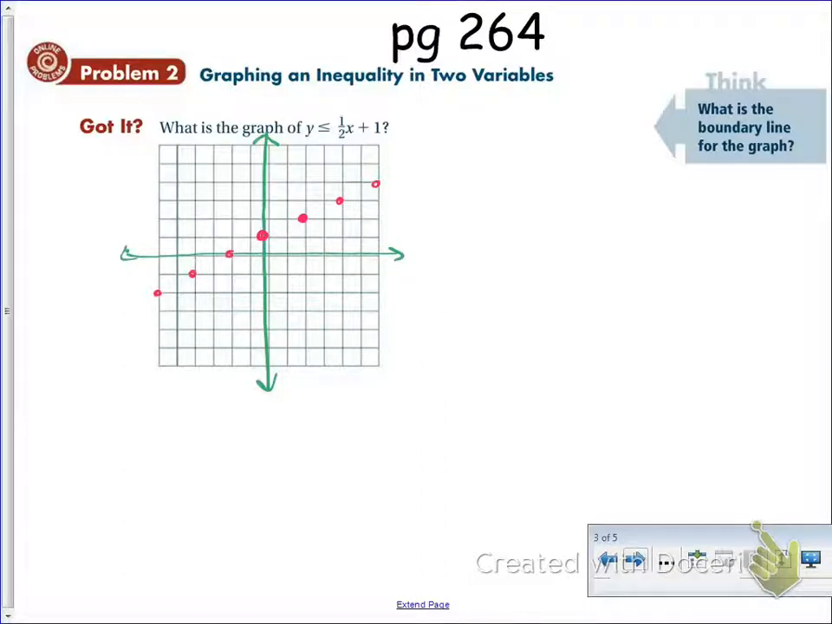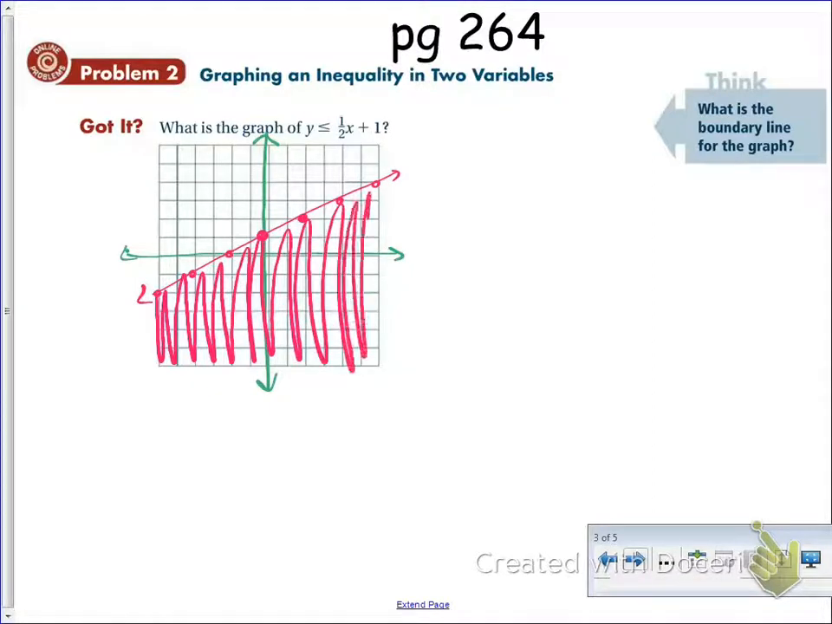Now, thinking back to the table that's on page 263, I have a less than or equal to symbol. So I can connect these points with a solid line because I have an equal to below my inequality. Now I need to figure out if I should shade above or below this line. I should shade below it because I have y is less than or equal to that equation. Again, you can pause here if you need additional time to continue writing it down.